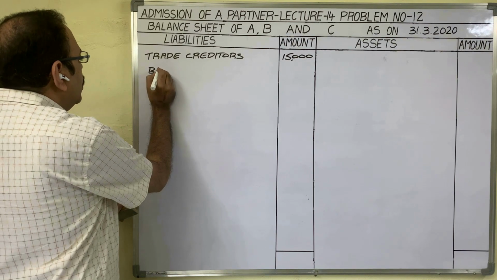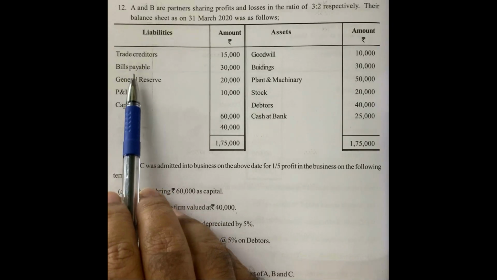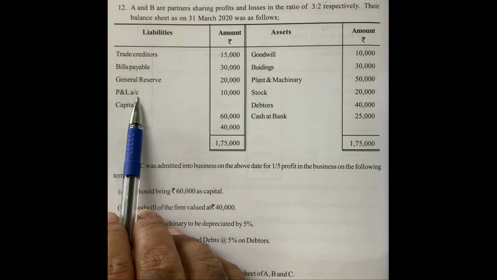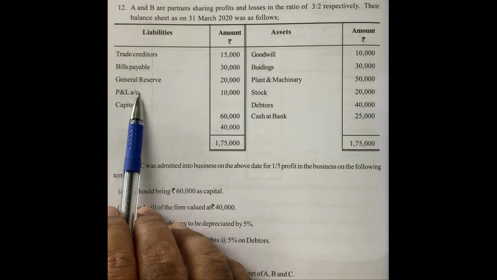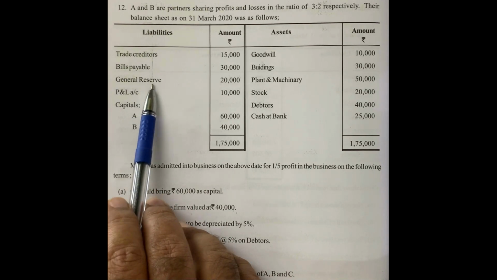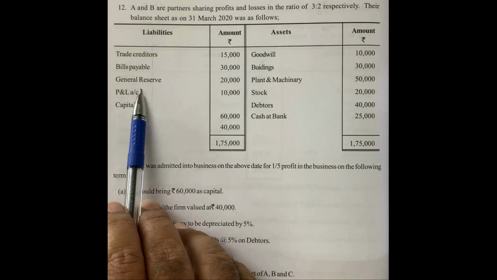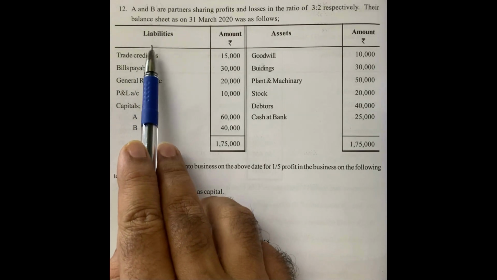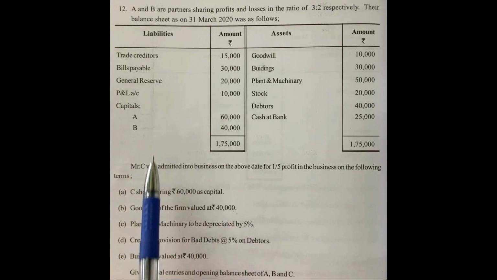Bills payable 30,000 rupees. Next, general reserve and profit and loss account. These two amounts we transferred to old partners capital accounts. Means there is no balance in these two accounts now. Therefore, in new balance sheet, we should not show these two amounts. So, liability side completed. Not only from liabilities, even additional information also once we have to observe whether any extra liability is given or not.